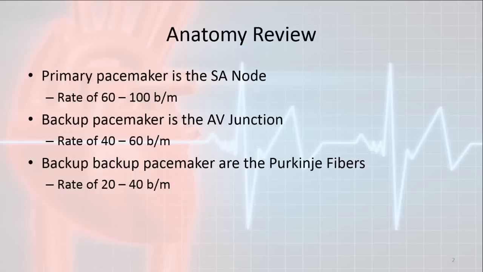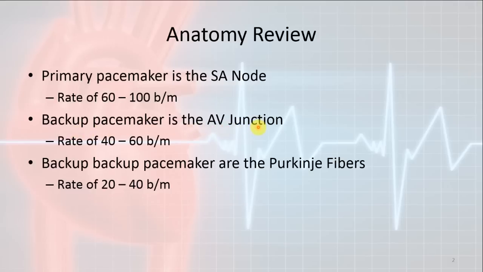Before we begin, I would like to review a little bit of the anatomy before we get into junctional rhythms. The first thing I would like to discuss is the primary pacemaker of the heart, which is the SA node, also known as the sinoatrial node. The sinoatrial node has an intrinsic rate of 60 to 100 beats a minute. If the SA node were to fail, the backup pacemaker is the AV junction.